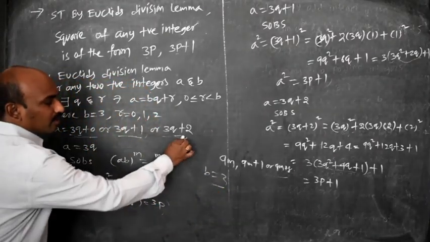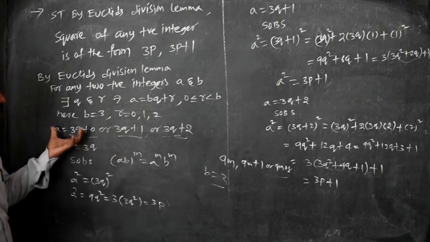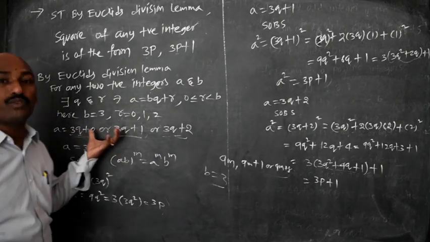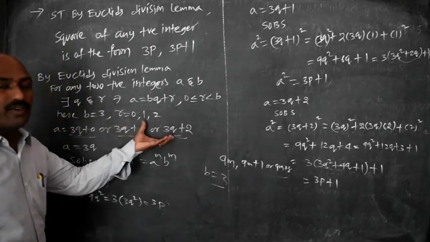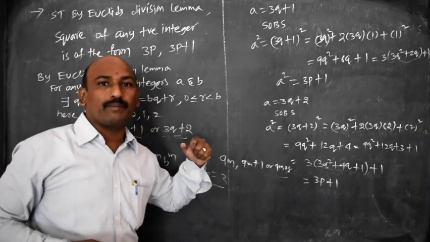Then you will get these 3 numbers: 3q, 3q plus 1, 3q plus 2. Here also we go with the same numbers, but instead of squaring we will take cubing on both sides. Now each number cubed is always in the form of 9m, 9m plus 1, 9m plus 8, which we can prove.